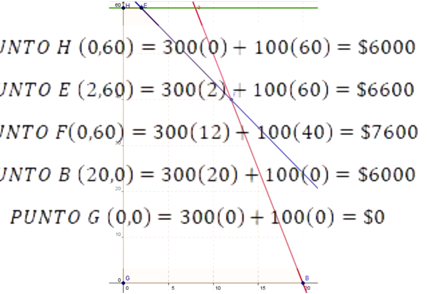At point B, we have the coordinates (20, 0), where 20 is the value of x1 and 0 is the value of x2. When substituting in the objective function, we have 300 by 20 plus 100 by 0, and the result will be 6000.